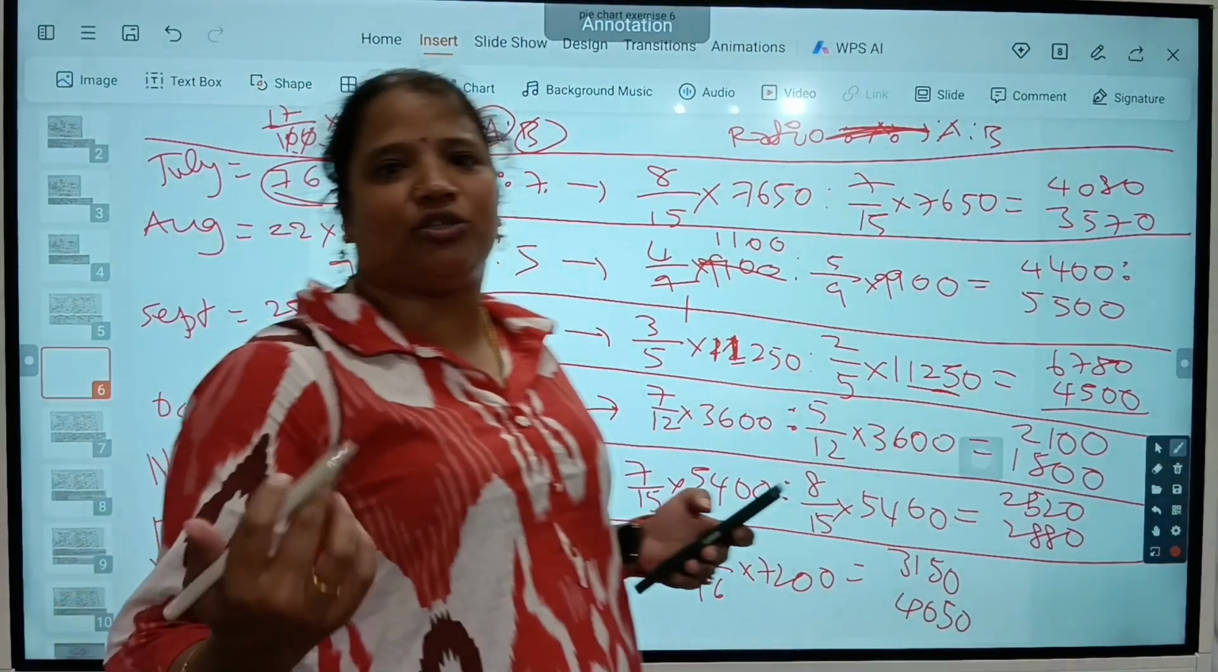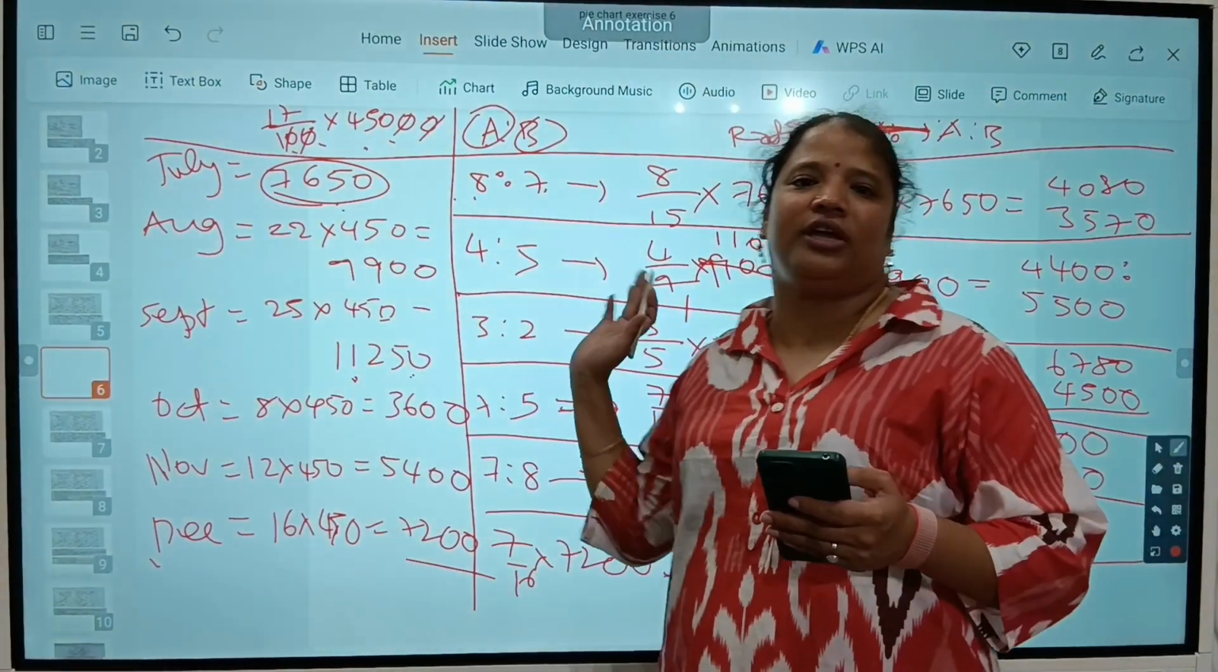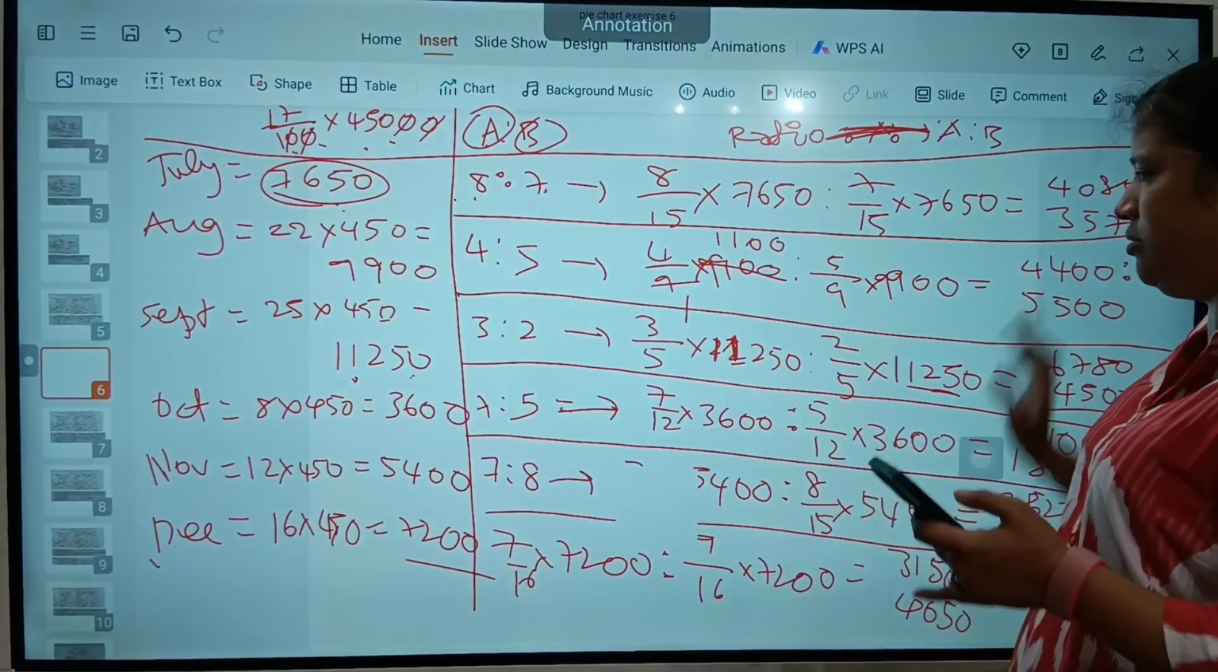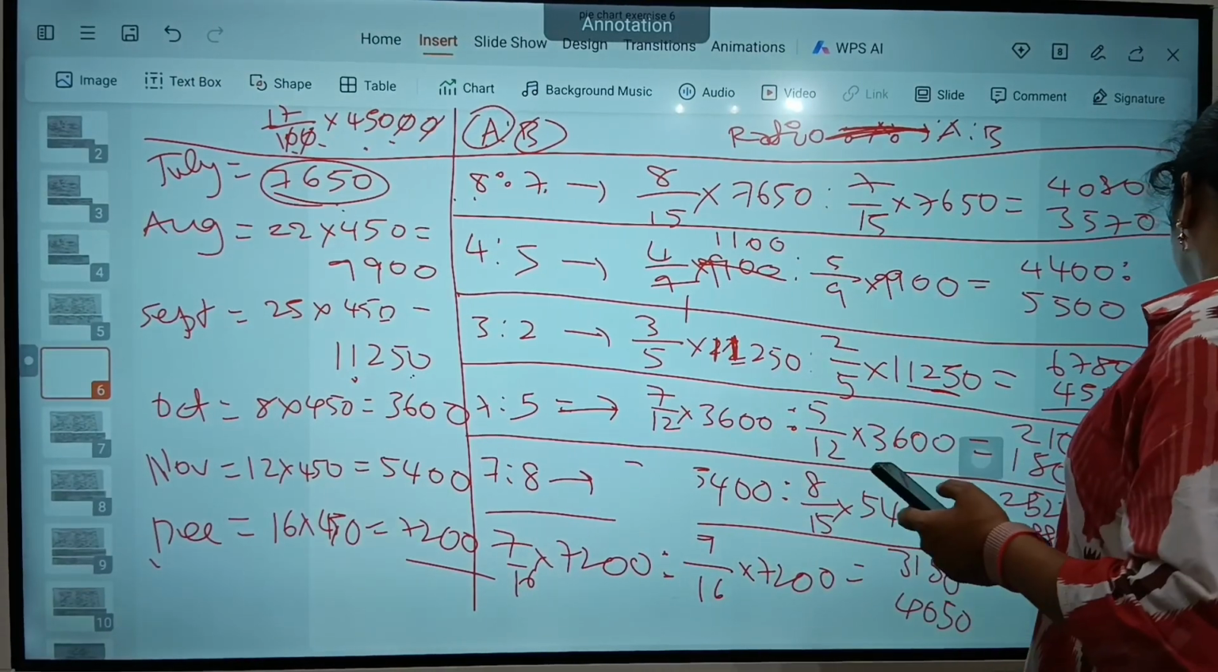Otherwise, I will be solving the questions and you won't understand what is going on on the screen. That's why please do note down this table or take one screenshot. Okay, now we will move to the questions.